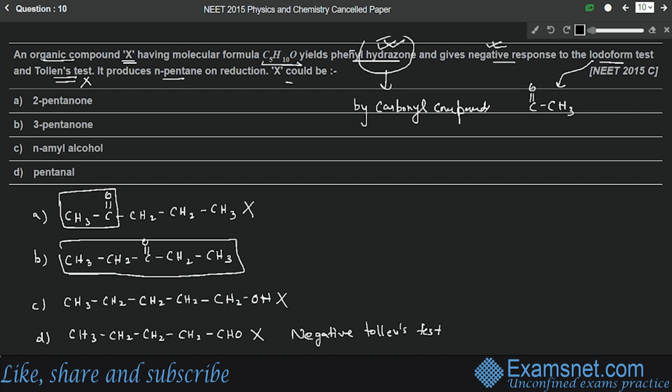And the last thing mentioned in the question is that it will produce n-pentane on reduction. So it is clear that when this second one will undergo reduction, then it will yield n-pentane, because this oxygen will be removed and H2 will be introduced. So it will give n-pentane. So option B, 3-pentanone, will be the correct answer.